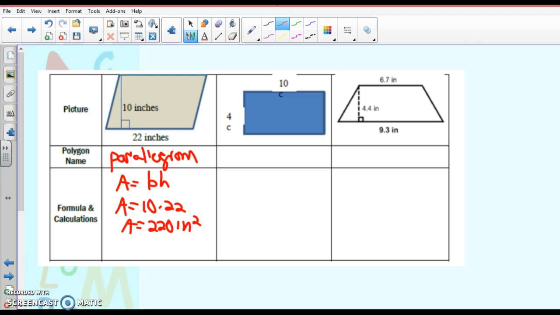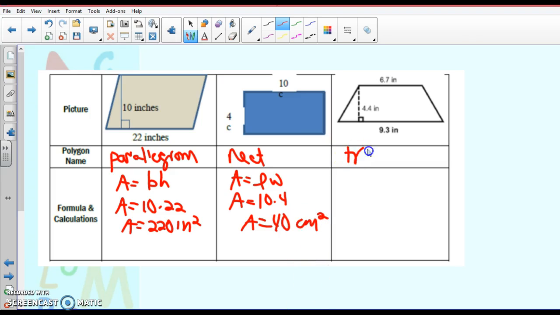All right, this is a rectangle. So area, length times width, 10 times 4 is 40. And I don't know, centimeters squared.